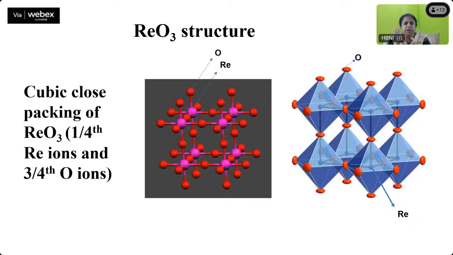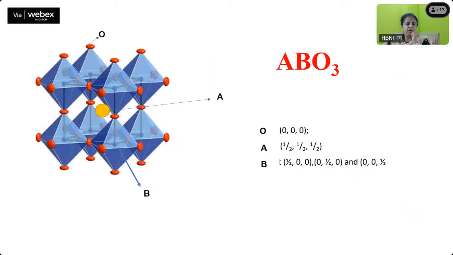Let me first explain the structure. So, what is the ReO3 structure? You have read about CCP. Okay. So, it is also nothing. Let me talk about the perovskite, then I will come to this.